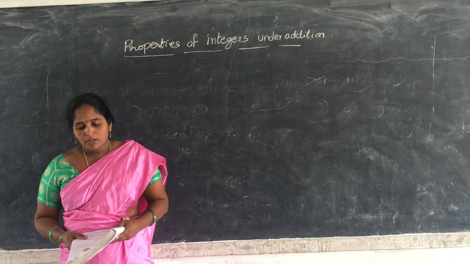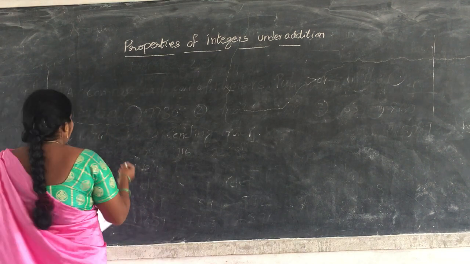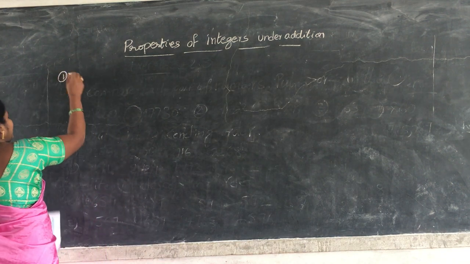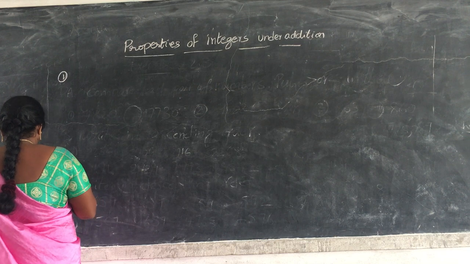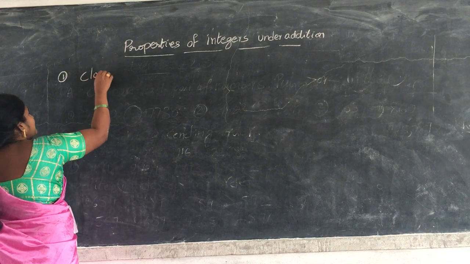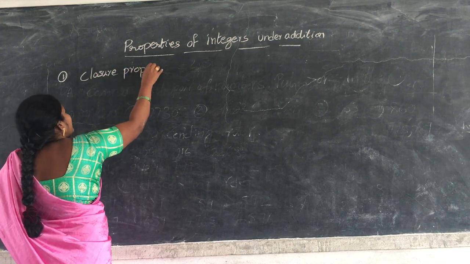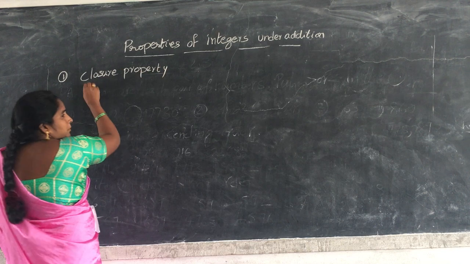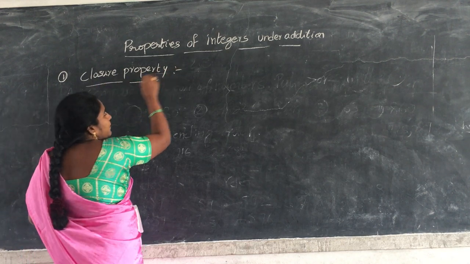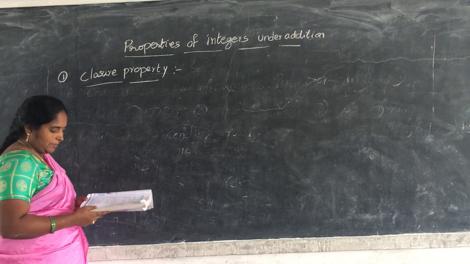So, what is the first property? The first property is the closure property. Closure property. In closure properties, what is the closure property?